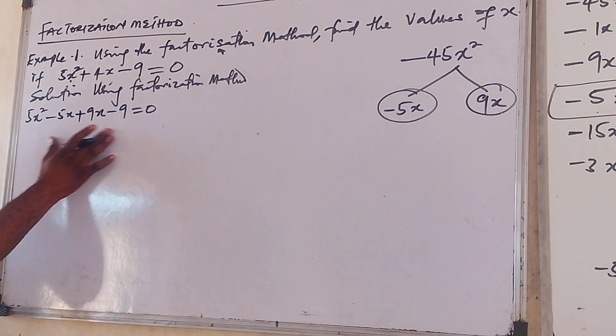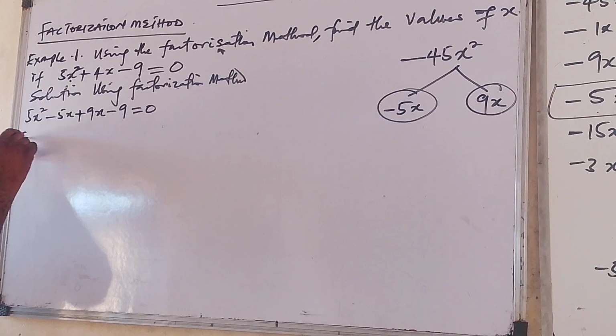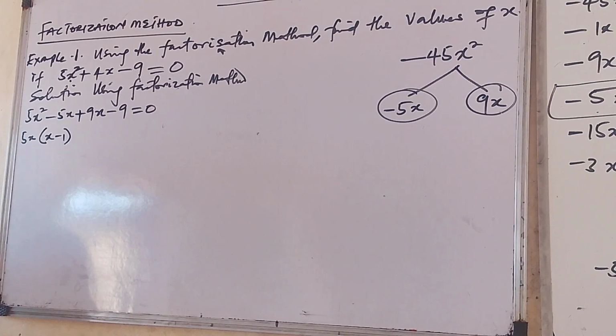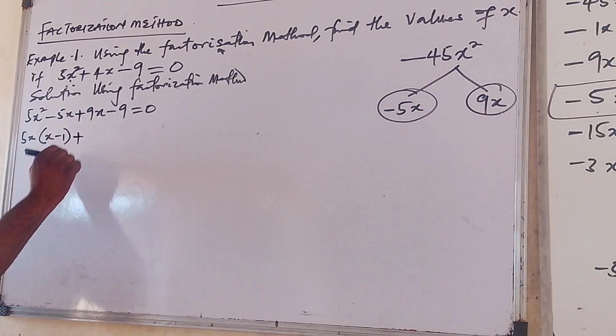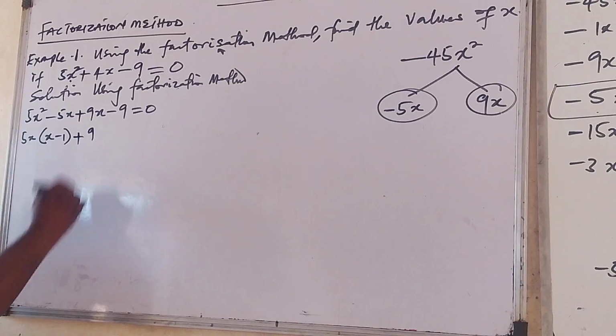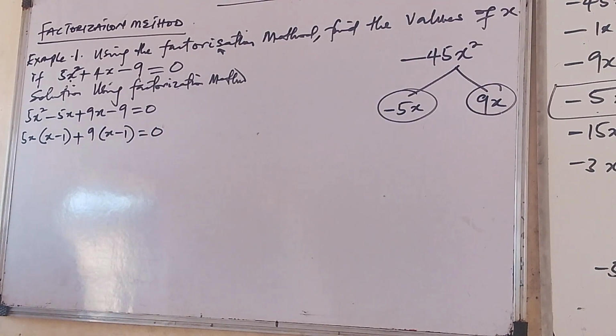Now, if we look at this, 5x squared and 5x, what is common? 5 is common, x is also common. So 5x is common, and inside here we are left with x minus 1. Then here we have plus 9x and 9. So 9 is common, and here we'll be left with x minus 1 is equal to 0.